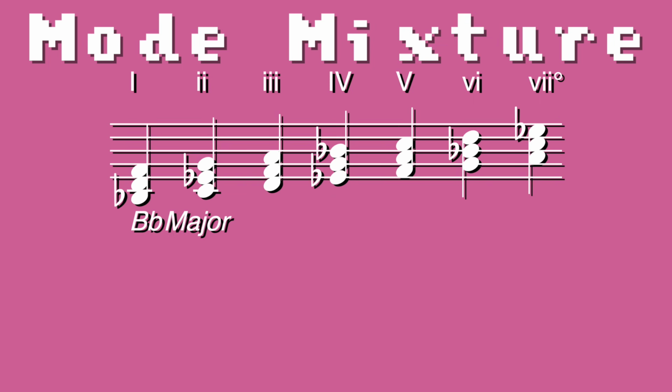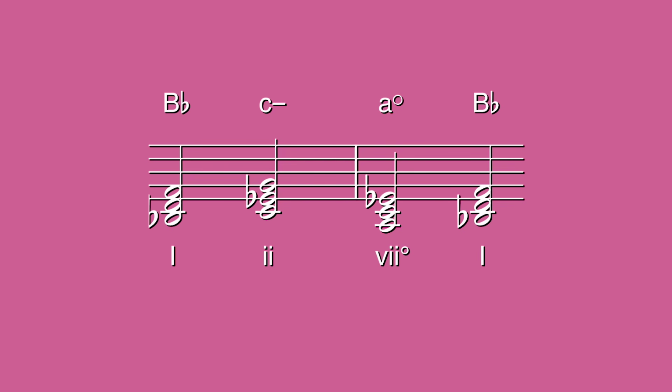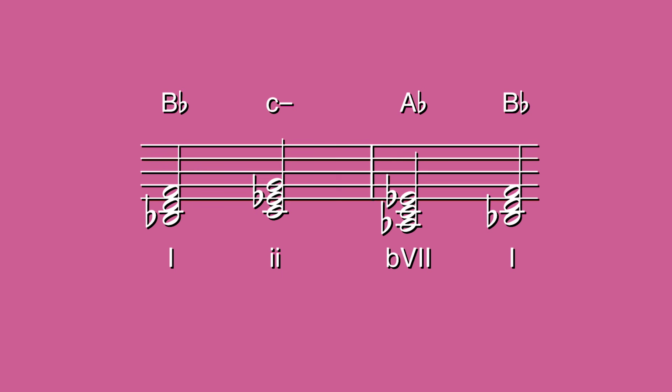So, mode mixture is when we take a chord from a parallel mode. Parallel meaning starting on the same note. So let's say we have this chord progression in B flat major. And then instead of the usual diminished 7, we take that major 7 chord from B flat minor instead.